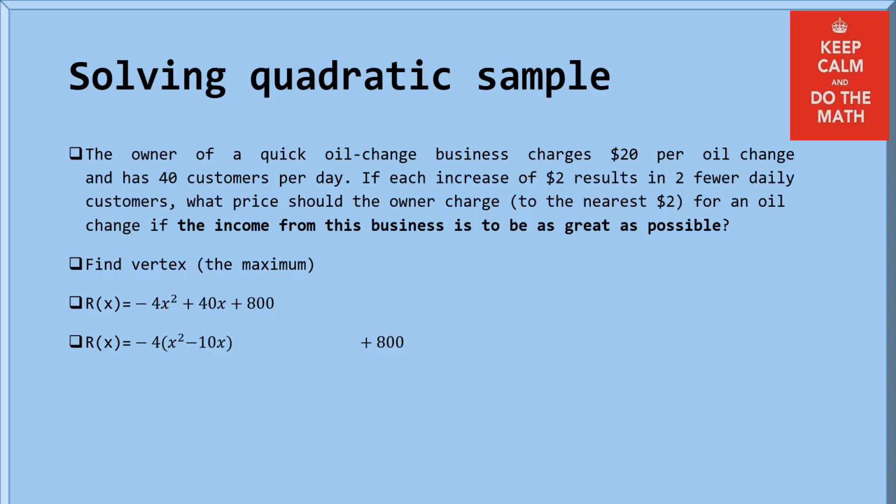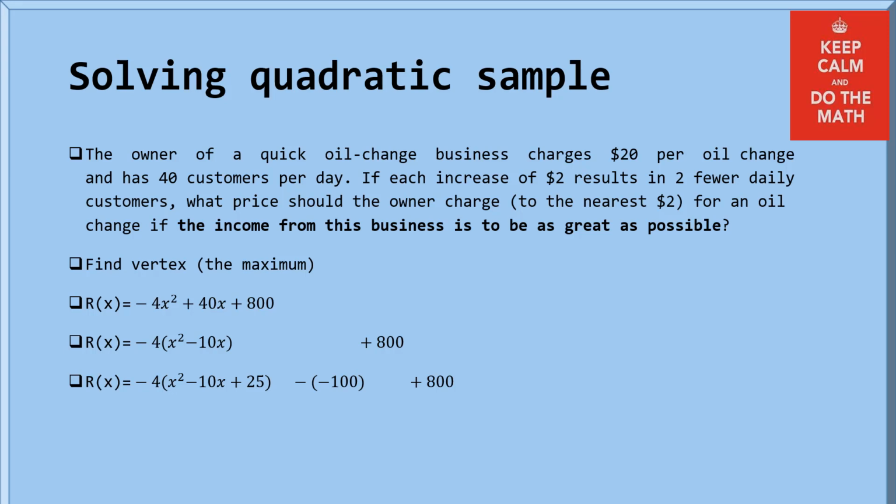Now my job is to take the x squared minus 10x and turn that into a perfect square trinomial. So perfect square trinomials, you take 1/2 of the middle term and you square that, and that gets you your third term. So here we have x squared minus 10x plus 25 is my perfect square trinomial.